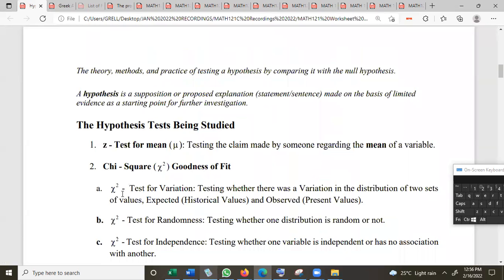Okay, they have their reasons why, but that's just a symbol for that type of hypothesis. Very popular type of hypothesis, chi-square. So the z-test and the chi-square.